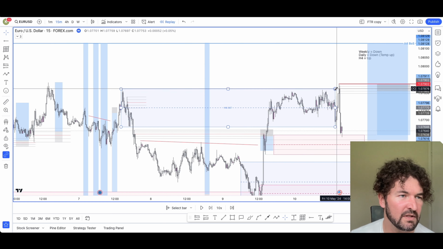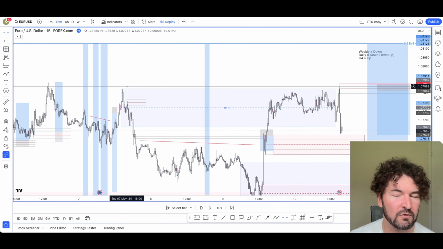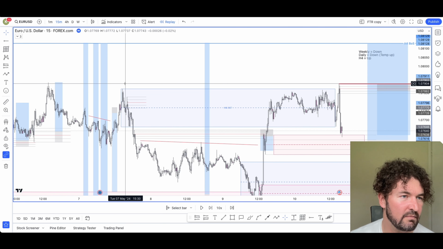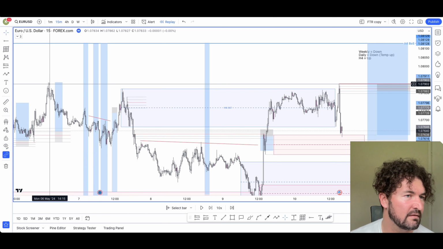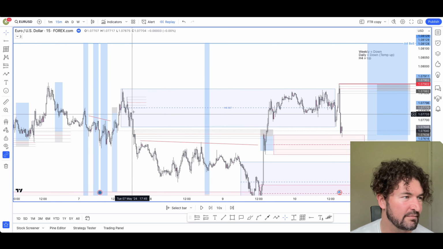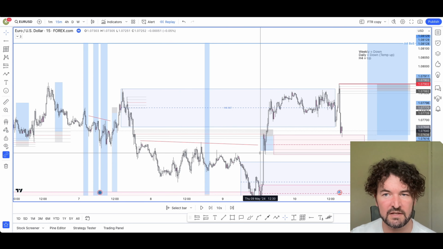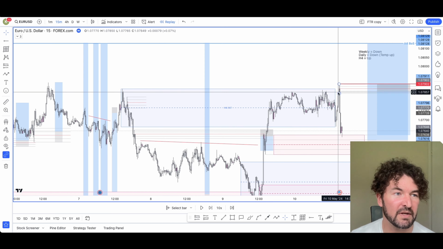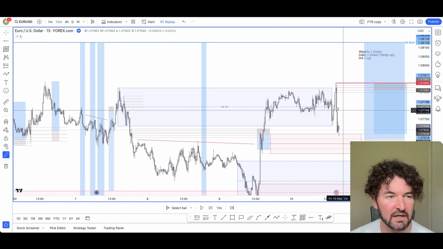We got a sweep of the liquidity above that H4 internal. We've now basically hit and mitigated this final kind of press before we started breaking all this internal structure. And then we had this huge drop off where we've got all this imbalance.